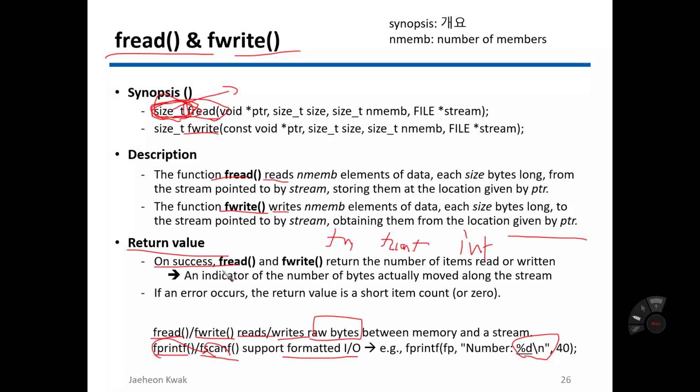So on success, fread and fwrite return the number of items read or number of items written. So if you have read 7 items, then this fread will return the value 7. If you want to read or write huge amounts of data, you have to change this size_t, like long or other types, and that's why we have different types among fread, fwrite, fprintf and fscanf.